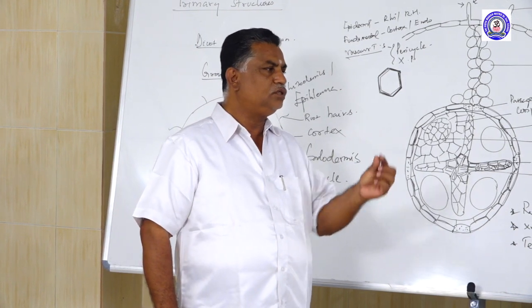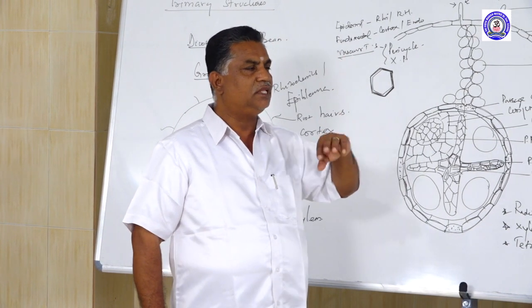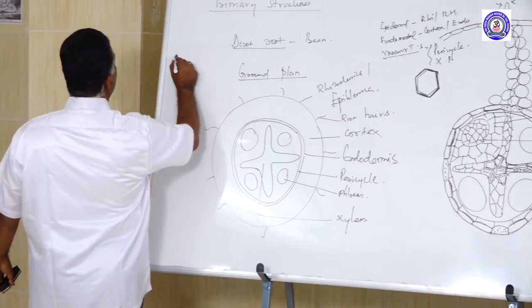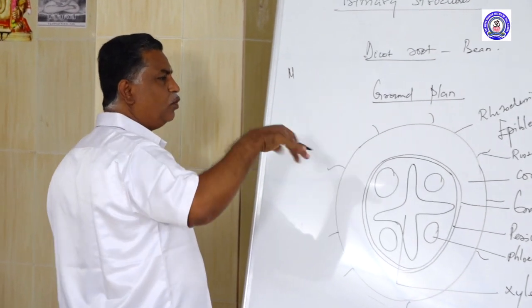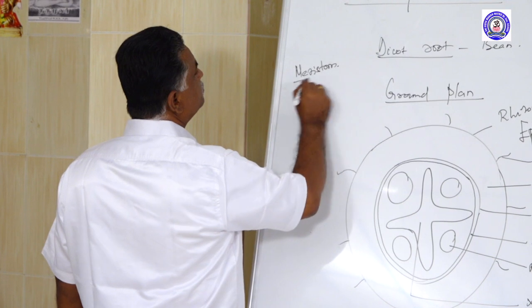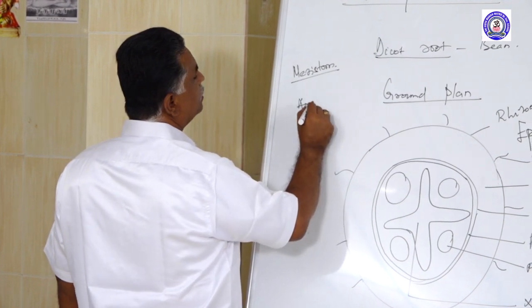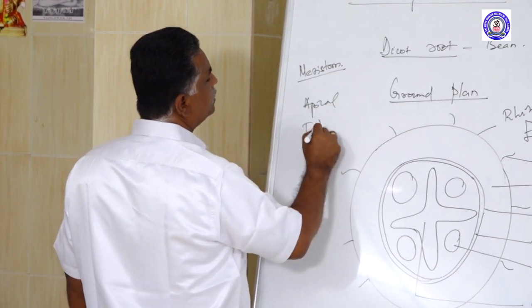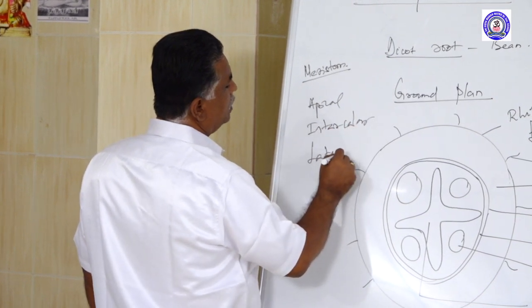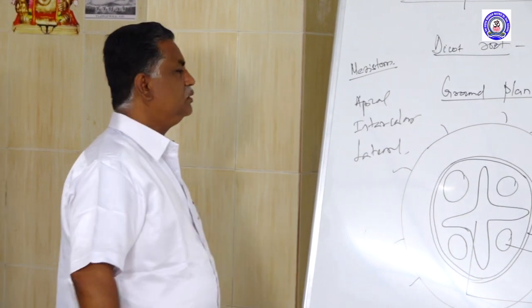The plumule grows and produces apical meristem. There are three types of meristem based on location. This is actually a concluding point. Meristem is apical, intercalary and lateral. There are three types of meristem based on the location.